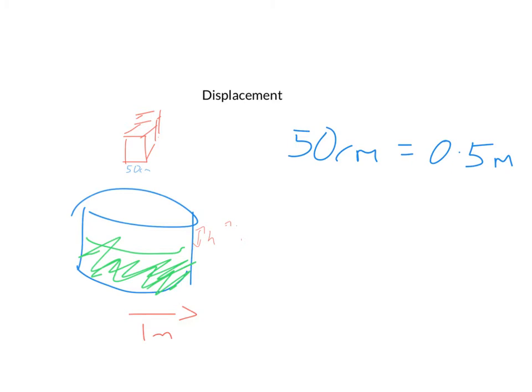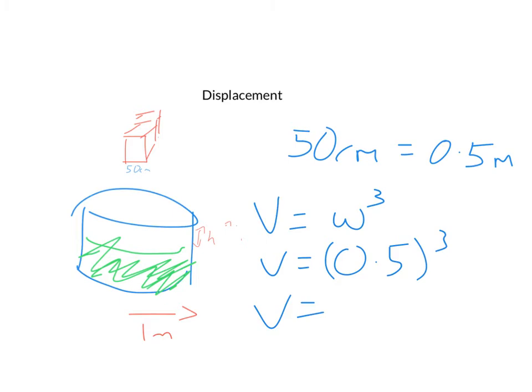Now if you want to find the volume of a cube, it's going to be the length by width by the height for any cuboid, or specifically for a cube it's just going to be the width cubed. So we're saying that's half a meter cubed, which gives us 0.125, and because its volume, it's going to be meters cubed.